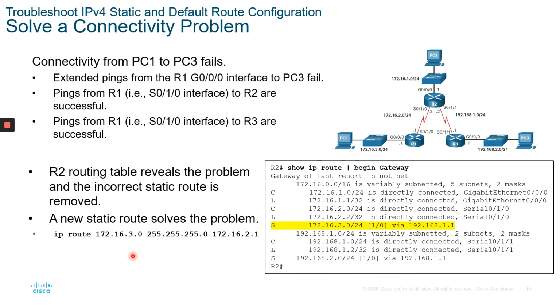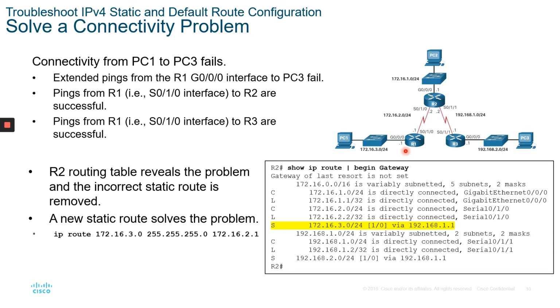Okay, this is one of the scenarios. We can see we have issues pinging from PC1 to PC3, and you've got the routing table of R2 over here. Initially, R1 was able to ping R2, and then R2 was also able to ping R3, but R1 was not able to ping R3, PC3.